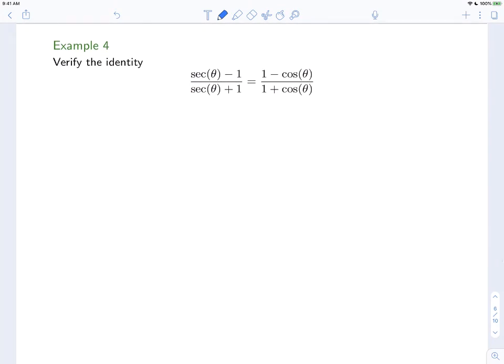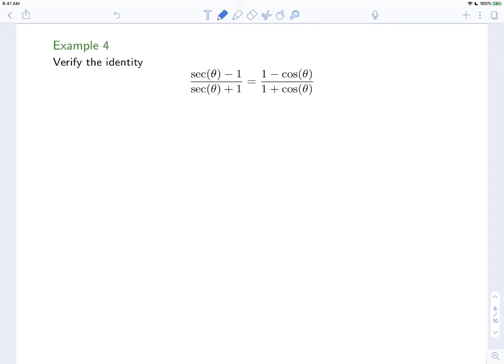Here we have another identity that we wish to verify. Secant theta minus 1 divided by secant theta plus 1 is equal to 1 minus cosine theta divided by 1 plus cosine theta. Here I wouldn't say that any one side is more complicated than the other. However, the left side has secants in it and the right one has cosines in it. So let's take the left side and rewrite these secants in terms of cosine and see if we can simplify to make it look like the right side, 1 minus cosine theta divided by 1 plus cosine theta.